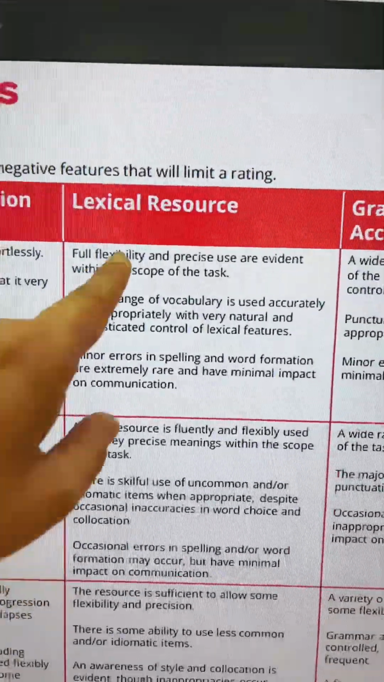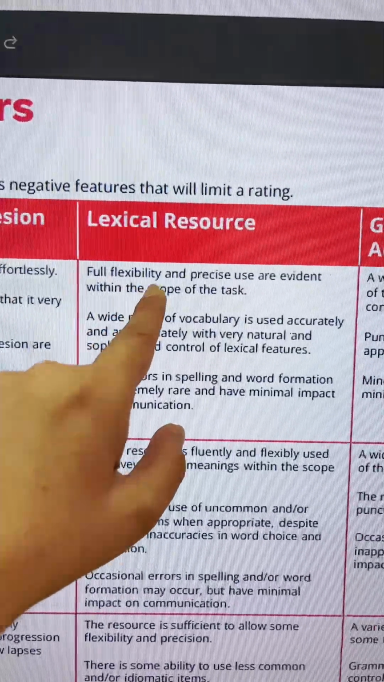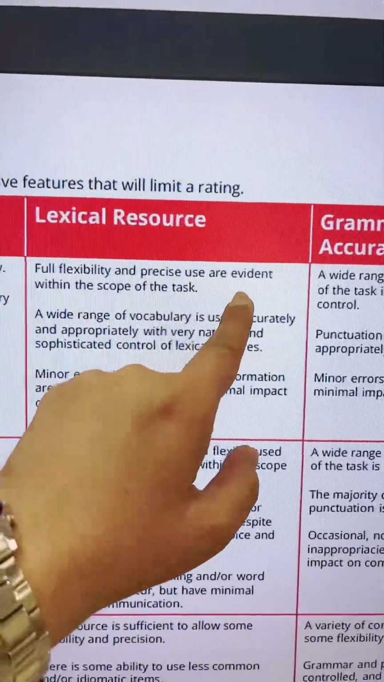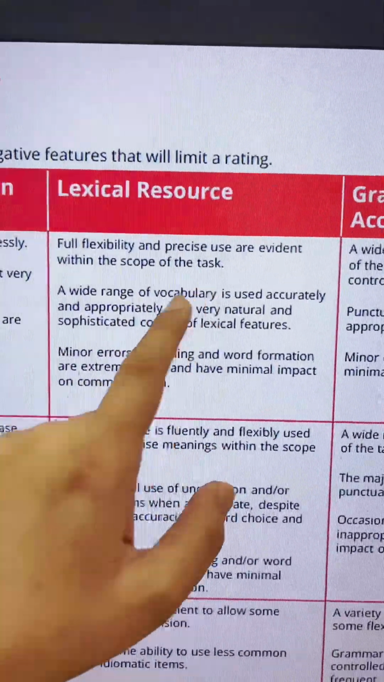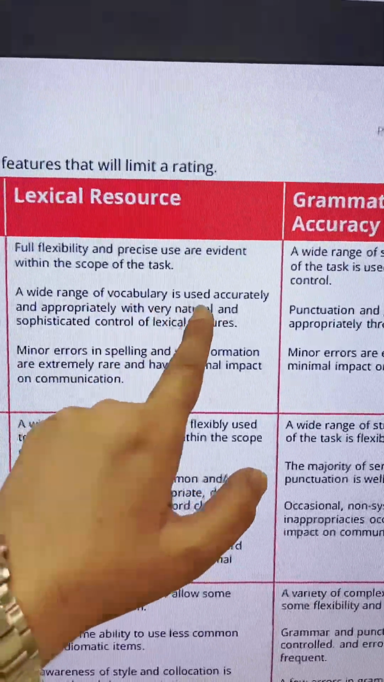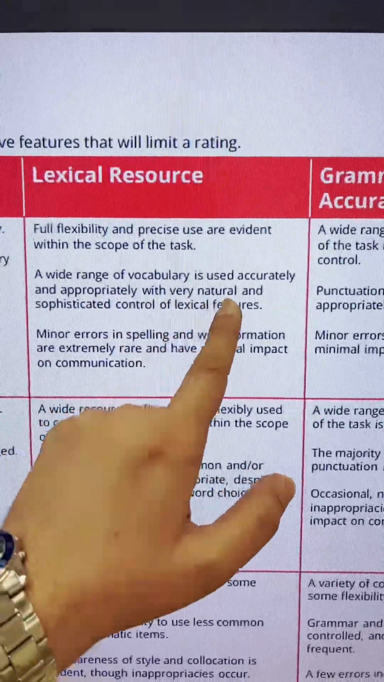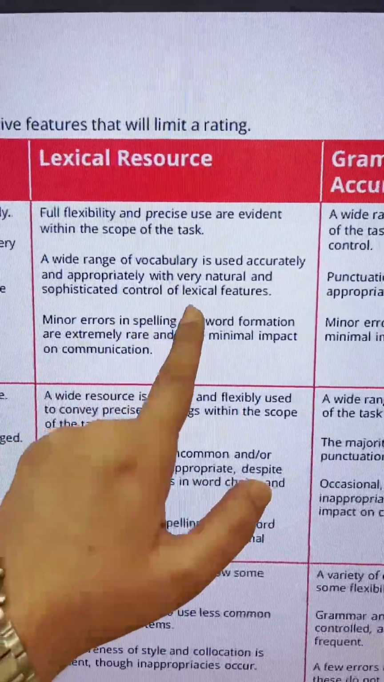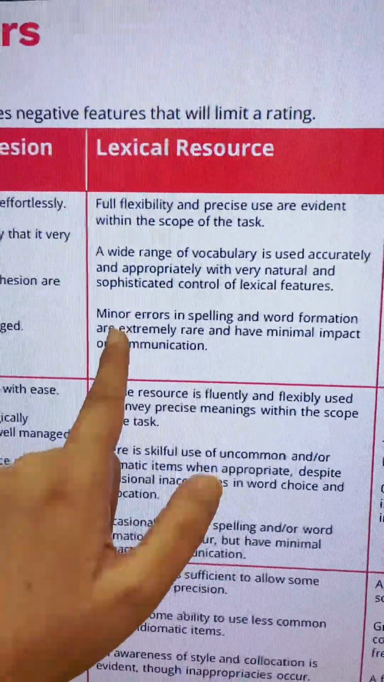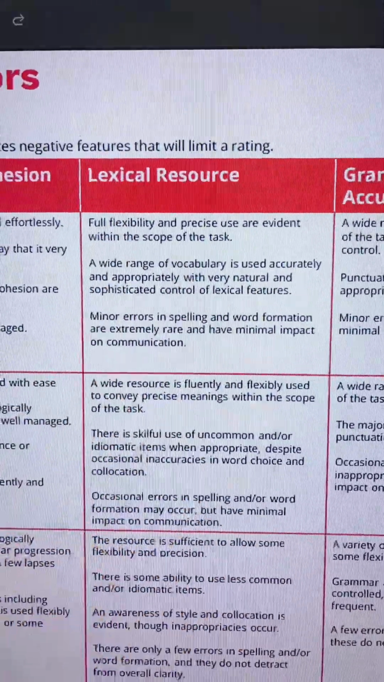Now move towards lexical resource. Here you can see, guys, full flexibility and precise use are evident within the scope of the task. A wide range of vocabulary is used accurately and appropriately, with very natural and sophisticated control of lexical features. Minor errors in spelling and word formation. This is for band 9.